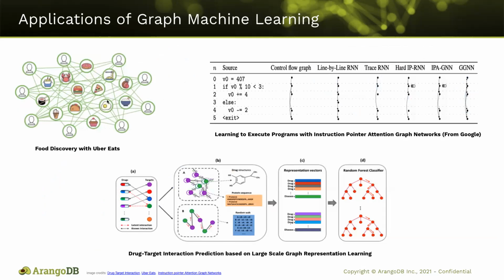Food discovery with Uber Eats uses the power of graph machine learning to suggest to its users the dishes, restaurants, and cuisines they might like next. To make these recommendations, Uber Eats uses the GraphSage algorithm because of its inductive nature and its power to scale up to billions of nodes.